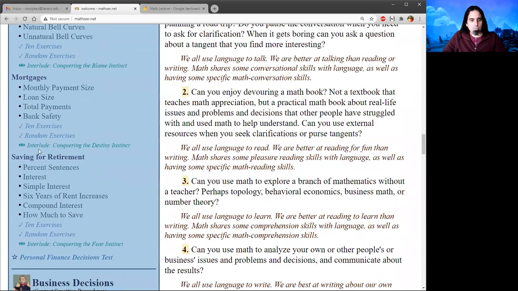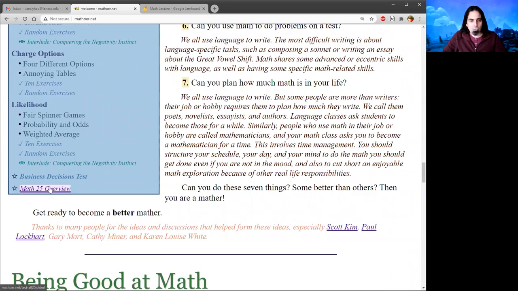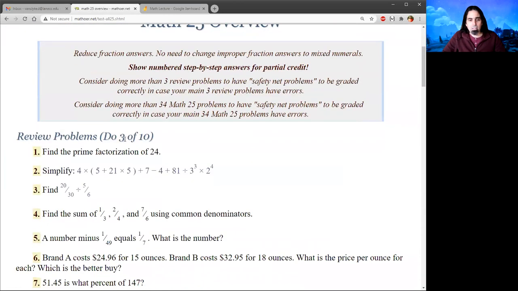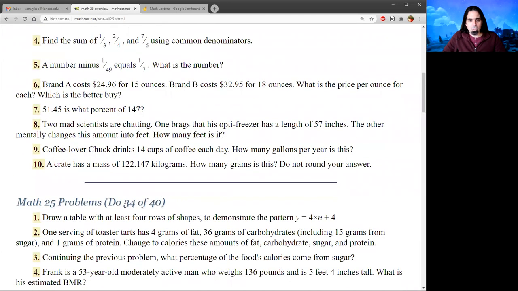At the very bottom of the table of contents is the Math 25 overview, your final exam test. When we look at this test, you do 3 review problems and then 4 of the Math 25 problems. So you're allowed to skip a few. If you do extra, that's great. If you do 30 of them, then I will grade all of them and you can miss 2 of them before they would count against you. I'll just pick the 34 best.